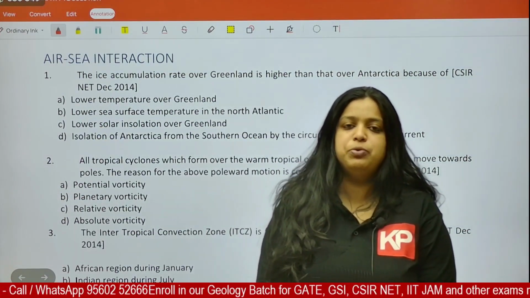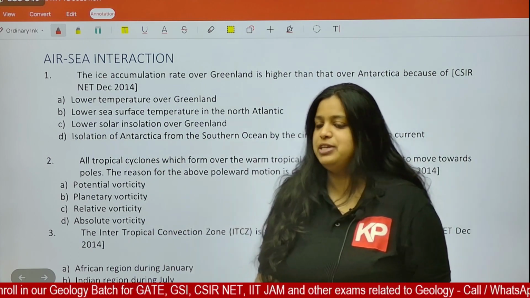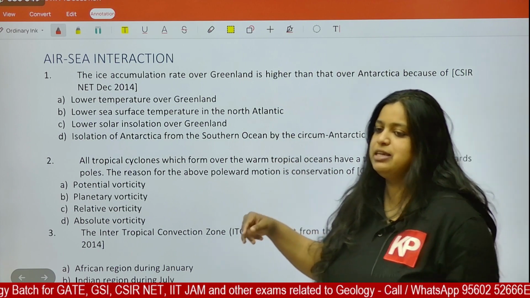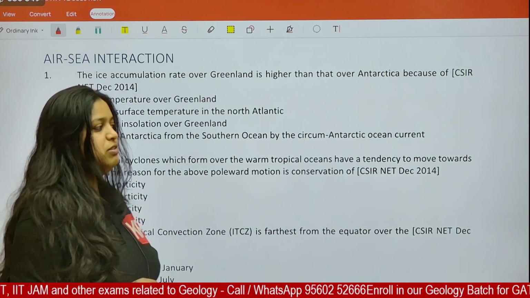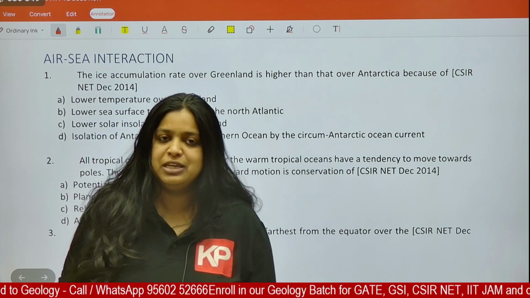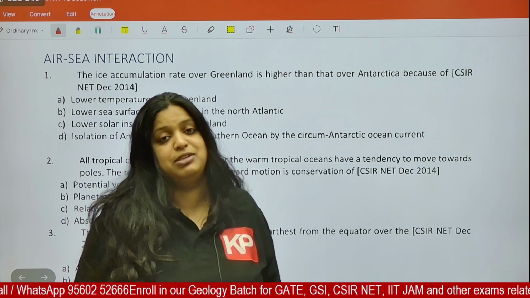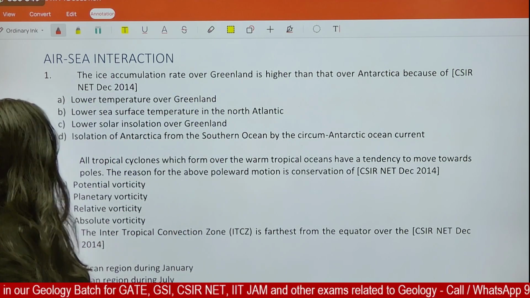The second important chapter, or one of the most important sections of oceanography, is air-sea interaction. So this section is very important. A lot of questions have been asked from this section, and they repeatedly keep asking questions from this single chapter. So let's discuss one by one.